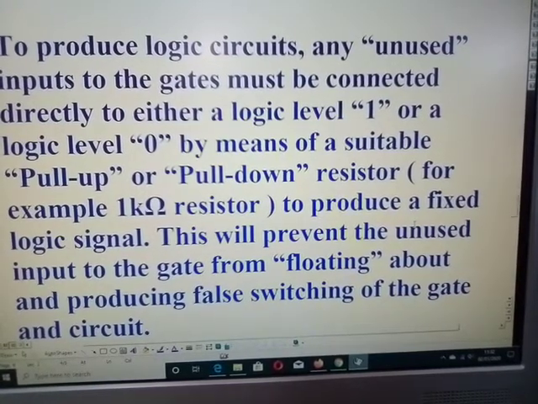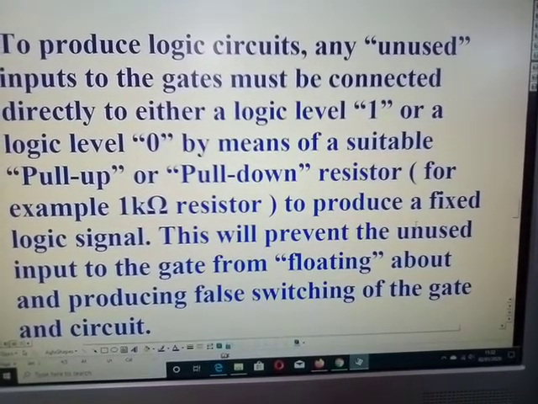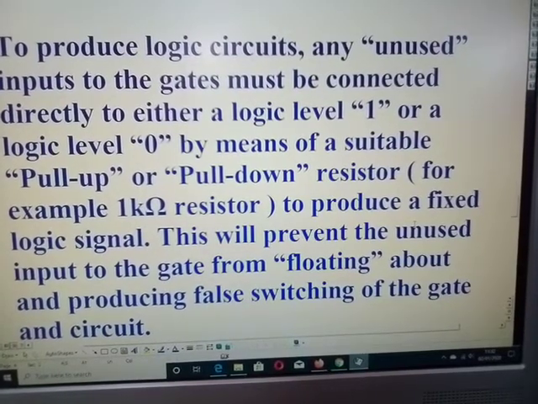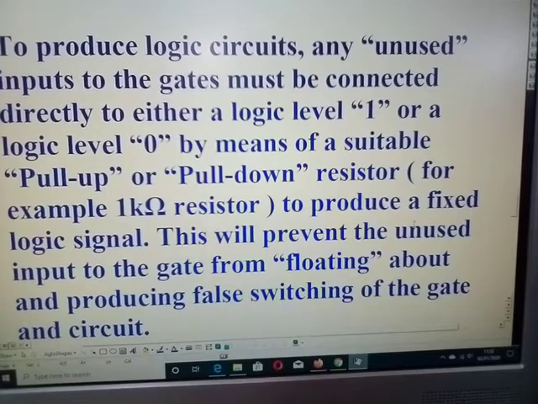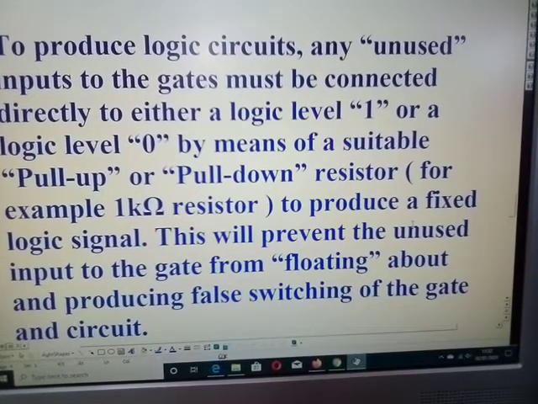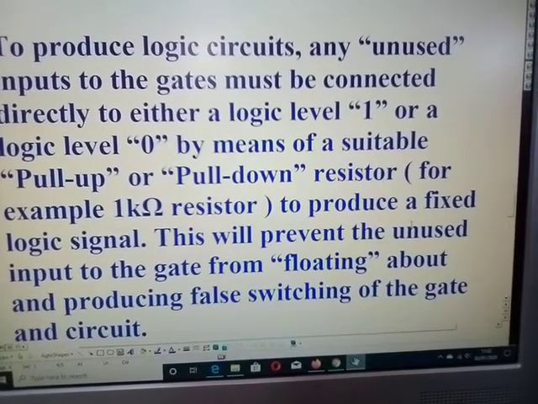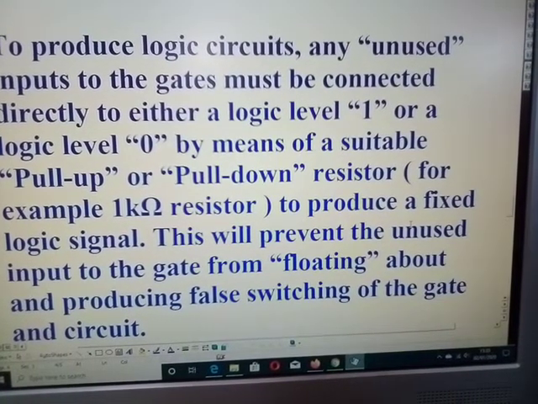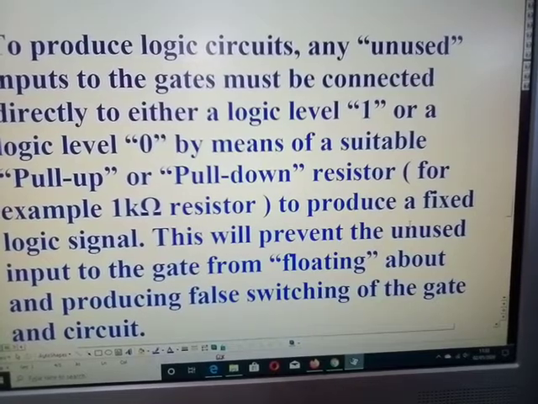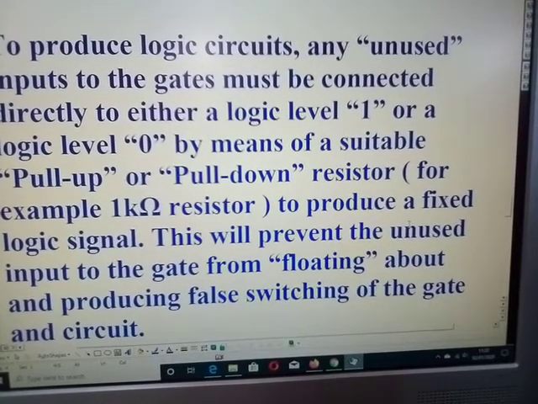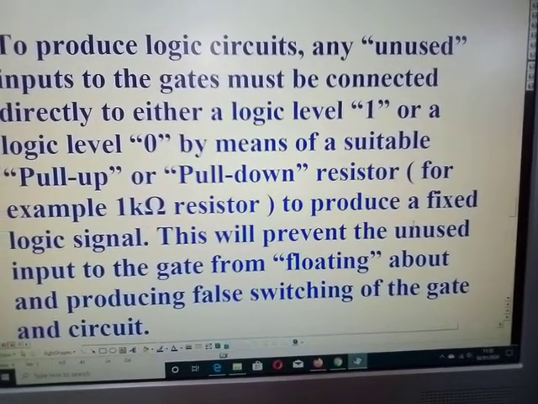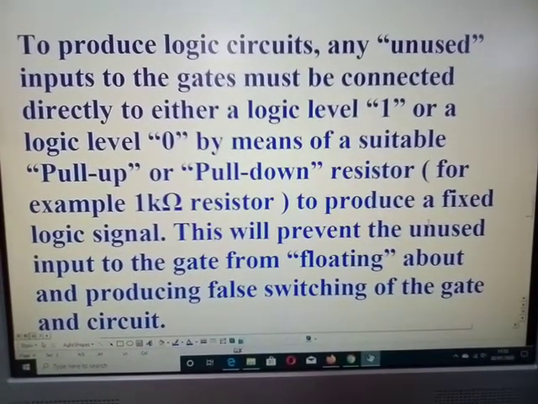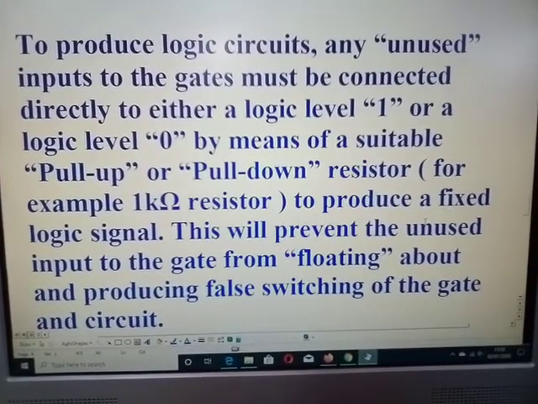Now, what we mean by floating is that if it's not tied down to either a logic 0 or logic 1, it causes interruptions to the binary logic system of the gates themselves, and it causes the gates to fluctuate between a 0 and a 1. This can cause the gates to be tripping or switching when you don't actually want them to be switching. So that will not be in your best interest.